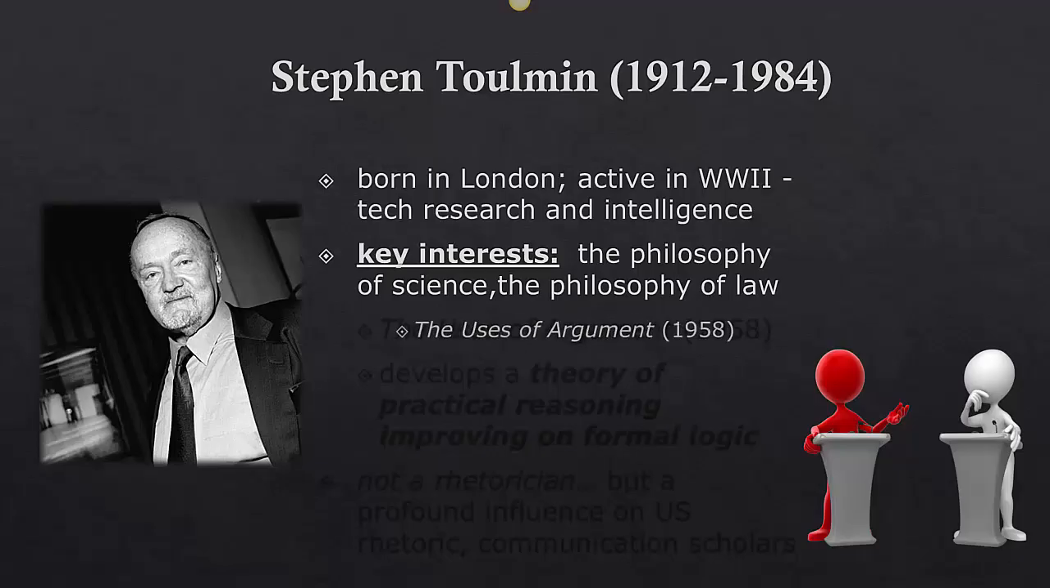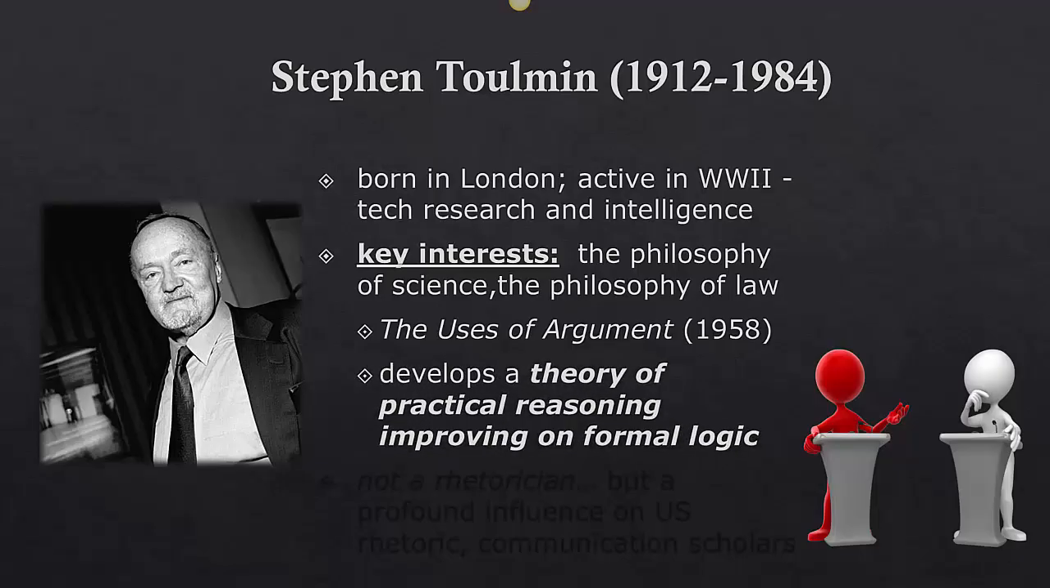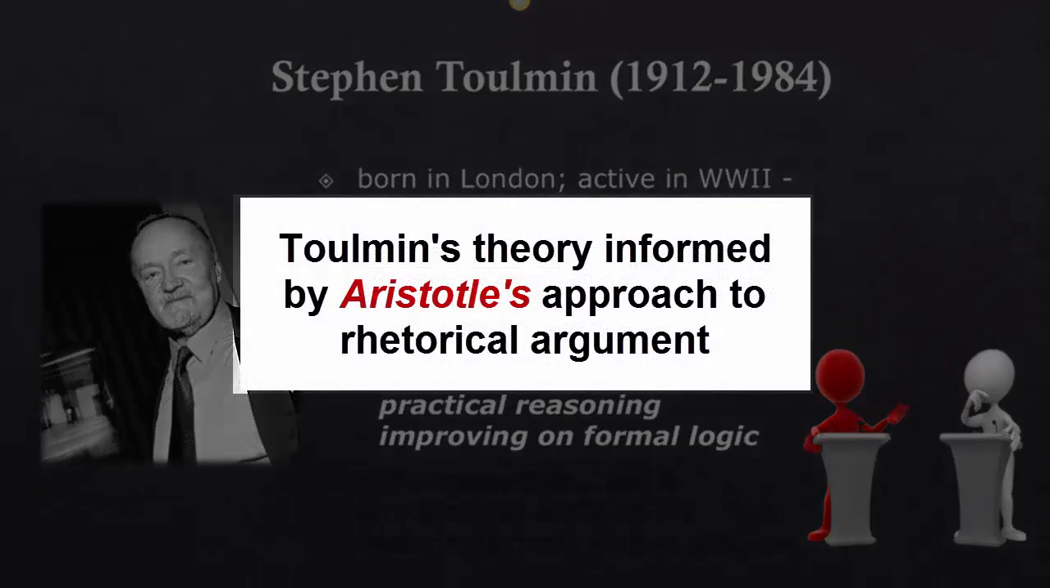So he writes a book in 1958 called The Uses of Argument. And what he does in this book is develop a theory of practical reasoning that improves on formal logic. He maintains a structure of argument that we can see the seeds of all the way back to the theory of Aristotle's rhetoric back in ancient Greece.